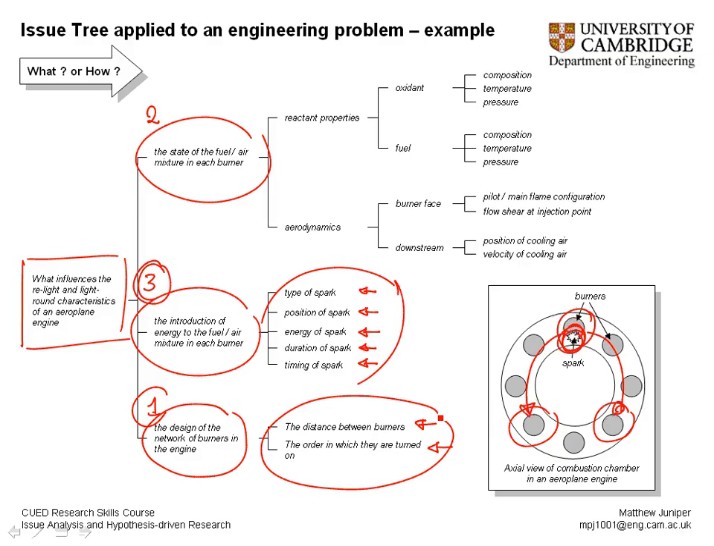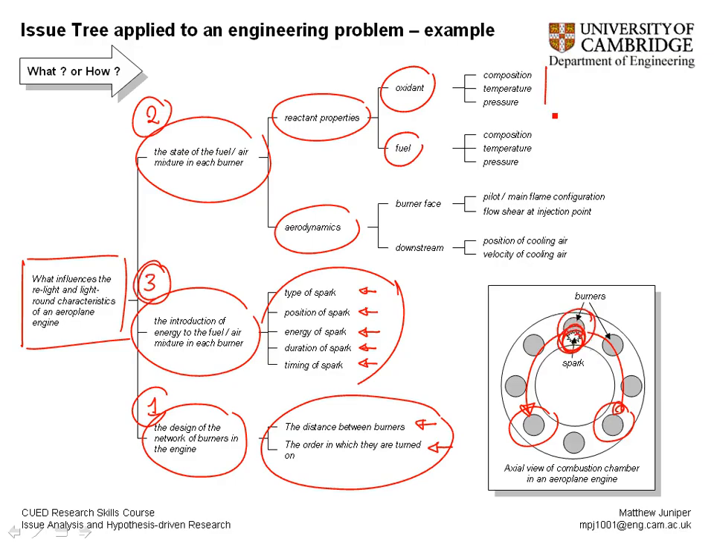Now let's return to the top one here, which I've labelled 2, the state of the fuel-air mixture in each burner. This is actually going to be a more complicated area, and again you can divide this a number of ways, but we divided it into properties of the reactants and properties of the aerodynamics. Now let's think about the reactants. You've got two things here. You've got a fuel, such as in this case kerosene, and an oxidant that would normally be the air, although you might want to introduce extra oxygen, for example.